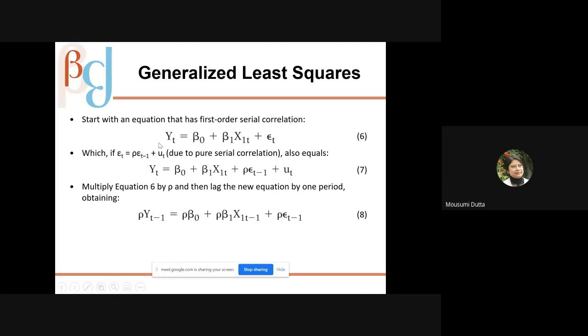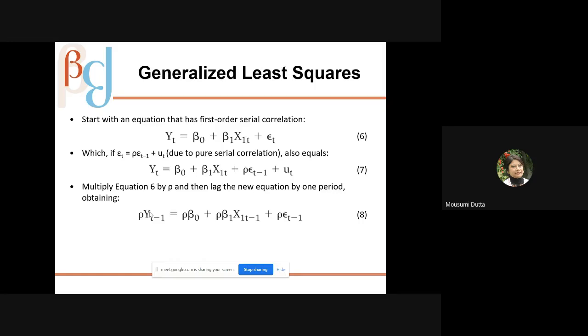Before going to that, let's get some idea about the generalized least square technique we will generally use in case of autocorrelation. Look at the regression equation: Yt = beta naught + beta 1 x1t + epsilon t, and epsilon t is following an AR(1) process. So the source of autocorrelation is the time element. It is pure serial correlation. Epsilon t = rho epsilon t-1 + ut. This is the structure of the error. So Yt can be presented as beta naught + beta 1 x1t + rho epsilon t-1 + ut.